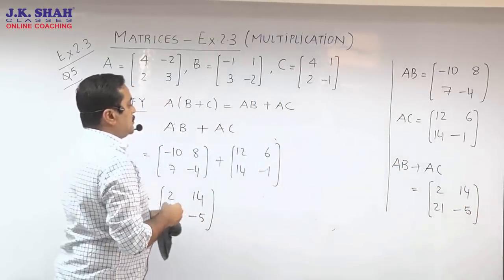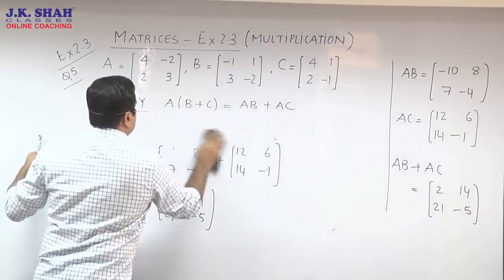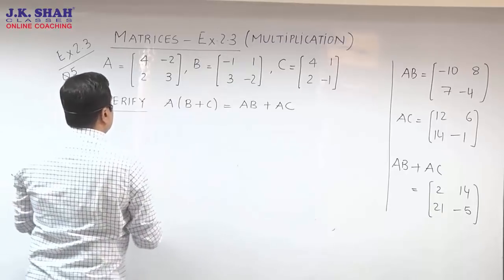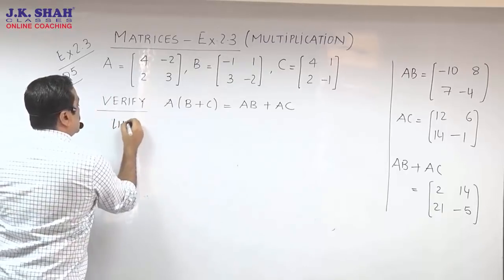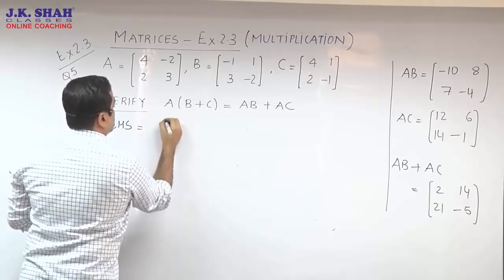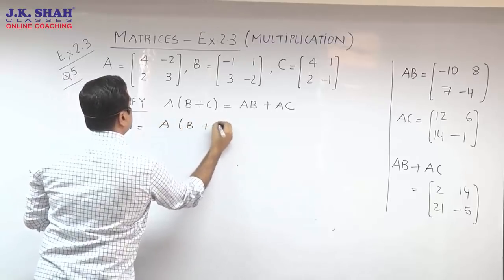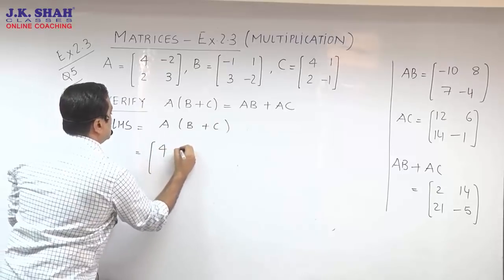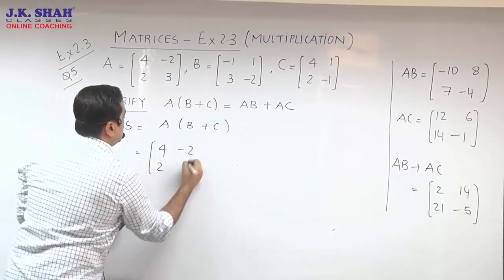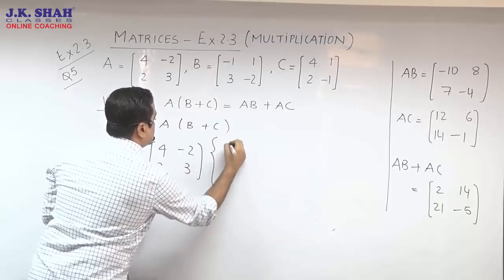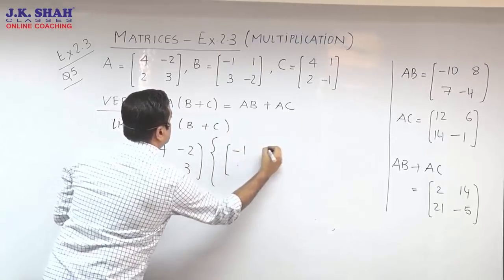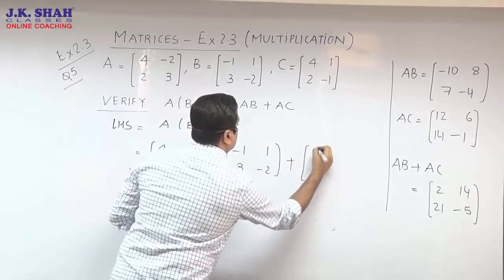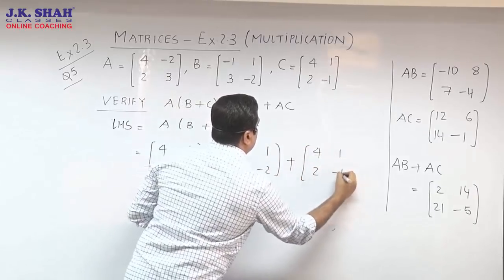That's again time you need to get ready for our LHS. So I'll just guide you through that. We are into now LHS, wherein LHS reads A into B plus C. So let me copy the matrix, then I'll give you the instruction. 4 minus 2, 2, 3. And then in the curly brackets, I need to write my B and C. Minus 1, 1, 3, minus 2. Plus 4, 1, 2, minus 1.